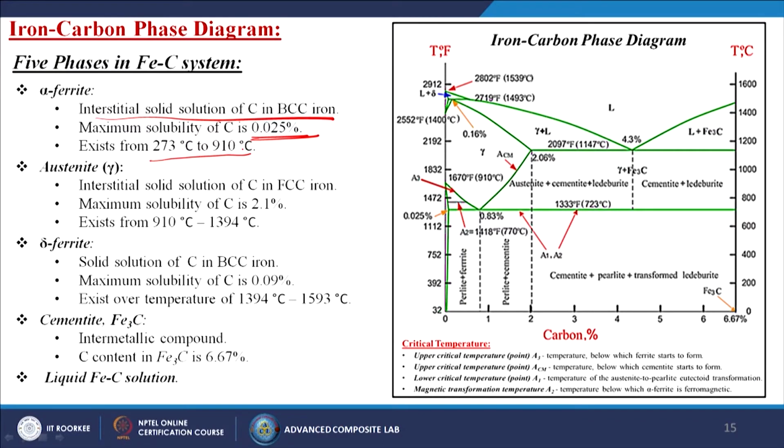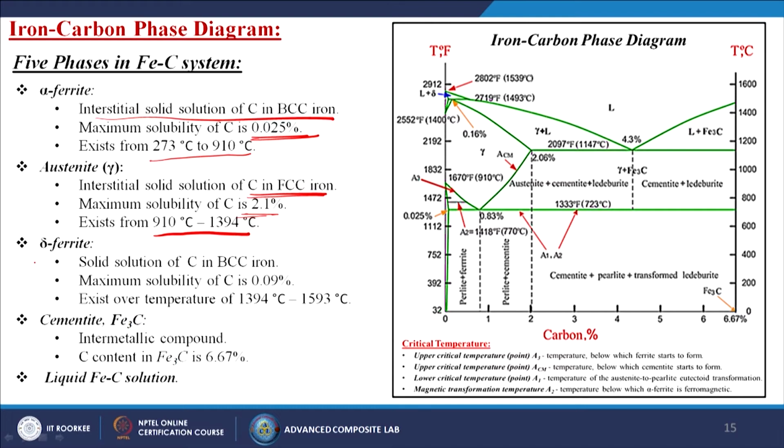It exists from 273 degree centigrade to 910 degree centigrade. From this we get alpha ferrite, and then we go to austenite, that is the gamma phase. It is the interstitial solid solution of carbon in FCC iron. Maximum solubility of C is 2.1%. So the solubility of carbon has been enhanced. It exists from 910 degree centigrade to 1394 degree centigrade.